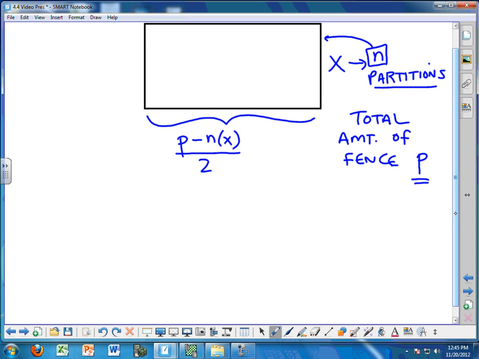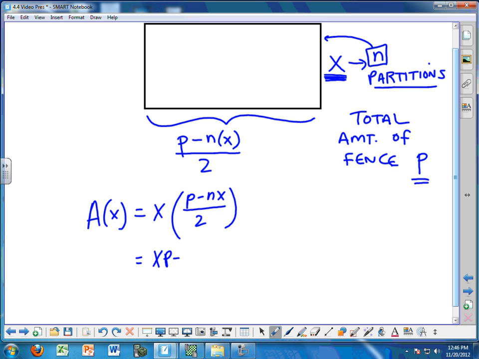All right, so we're going to use this one and rewrite that area formula. A of x is equal to base times height. Now again, the x is representing the height. The n doesn't have anything to do with the height. It's simply the x that's the height. So the area is x times (P minus nx) all over 2, or written in quadratic form, this is going to be, and I'll rewrite this another time, xP minus nx squared, and this is all over 2.